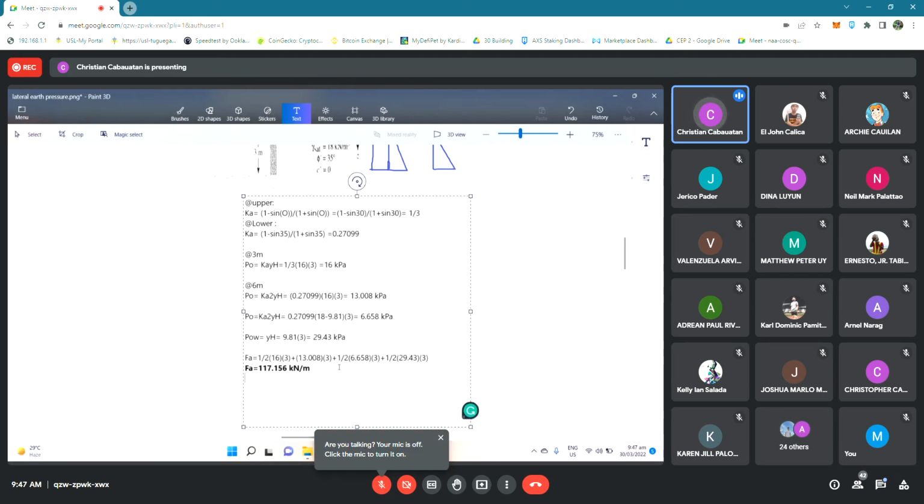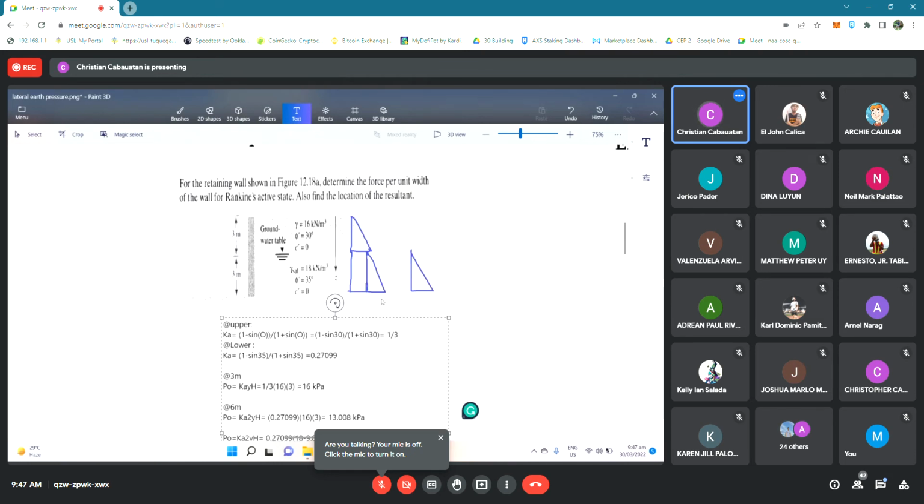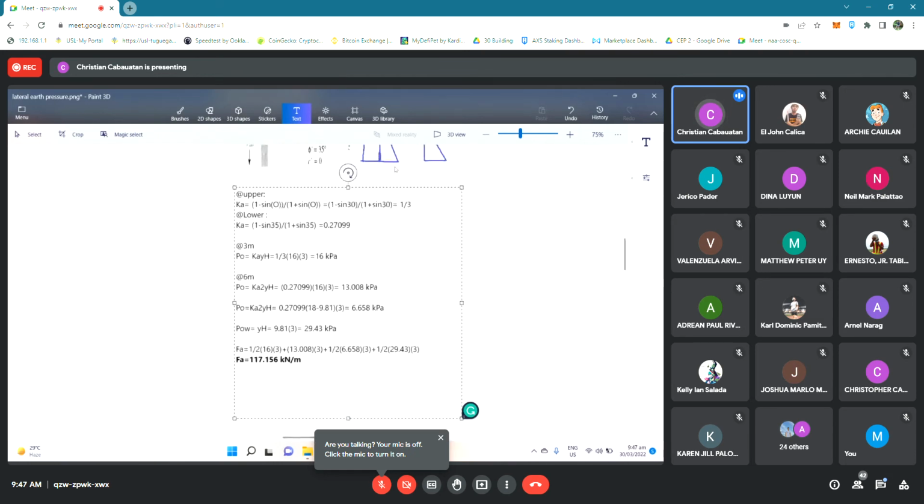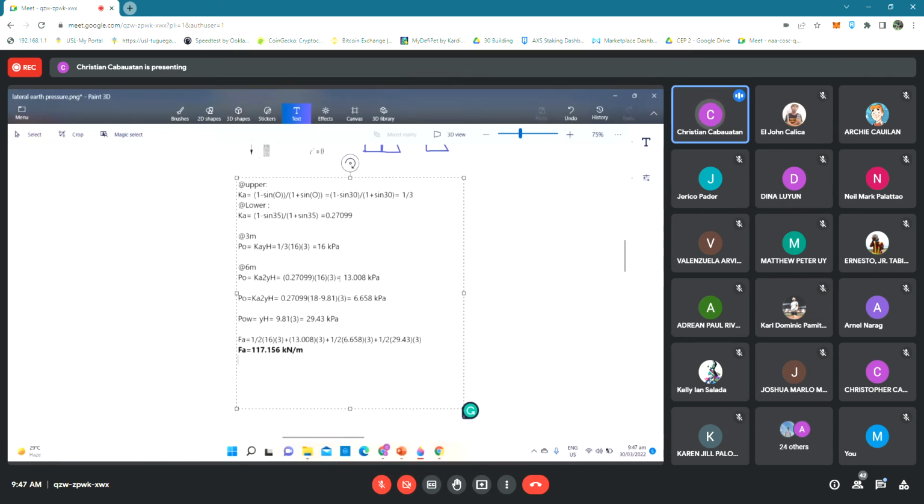So the next thing is the location of the resultant. So the location of the resultant, doon na tayo sa buo. Kanina, first layer, isang layer lang kasi, therefore it is just your H over 3. Okay? But for this time, it is the location. Okay? So the location, which is equal to z.